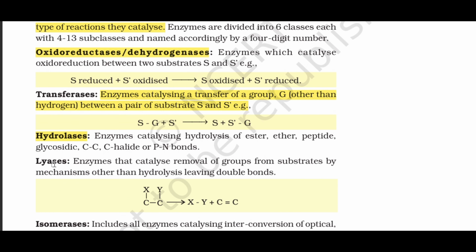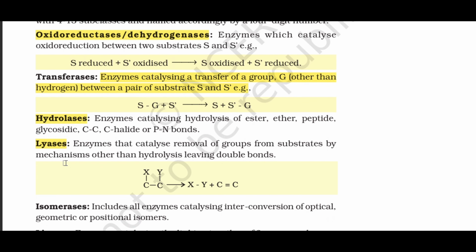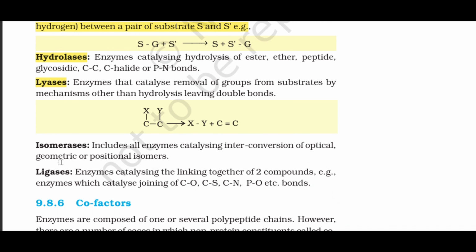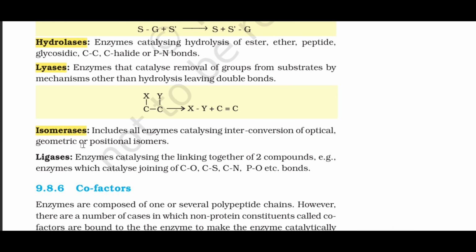Hydrolases: enzymes catalyzing hydrolysis of ester, ether, peptide, glycosidic, C-C, C-halide or P-N bonds. Lyases: enzymes that catalyze removal of groups from substrates by mechanisms other than hydrolysis, leaving double bonds. Isomerases include all enzymes catalyzing interconversion of optical, geometric or positional isomers. Ligases: enzymes catalyzing the linking together of two compounds. Example: enzymes which catalyze joining of C-O, C-S, C-N, P-O, etc.